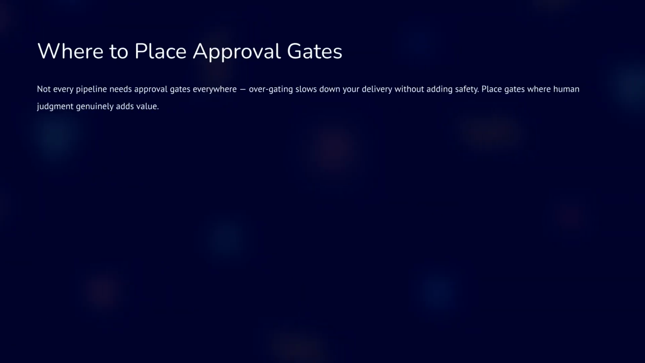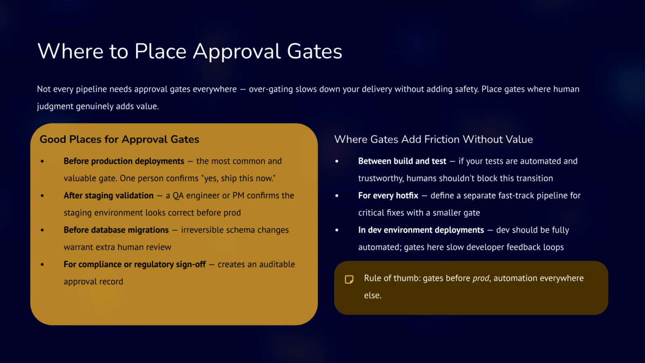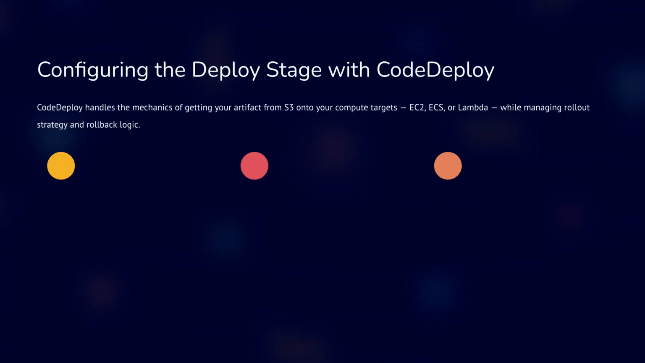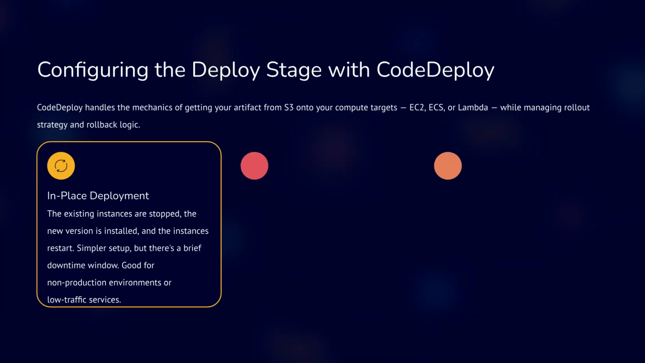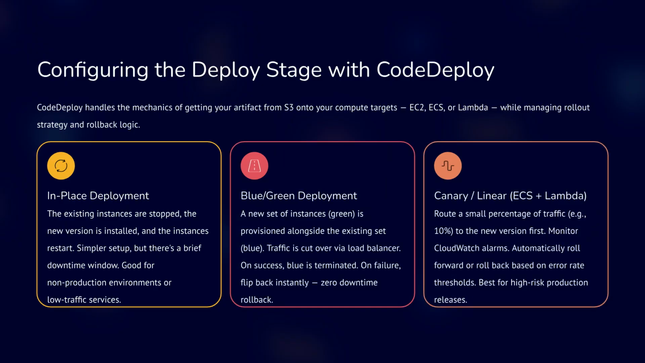Good places for approval gates are before production deployments, after staging validation, before database migrations, and for regulatory sign-off. Avoid gates in fully automated sections, like between build and test. CodeDeploy handles artifact deployment and rollout strategy. Deployment options include in place for simple or low traffic services, blue/green for zero downtime rollback, and canary/linear for gradual low risk releases.